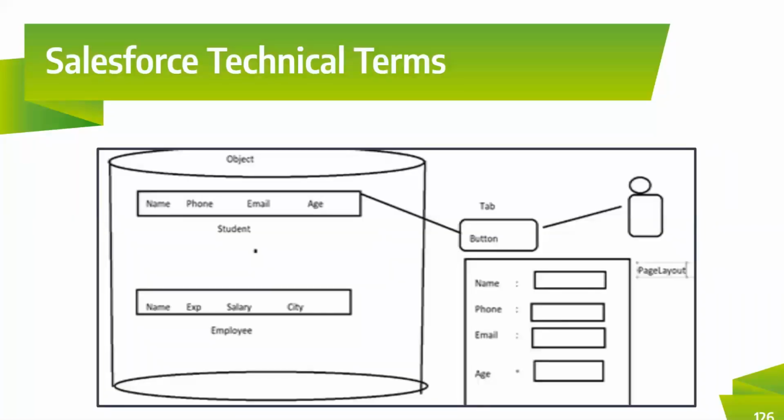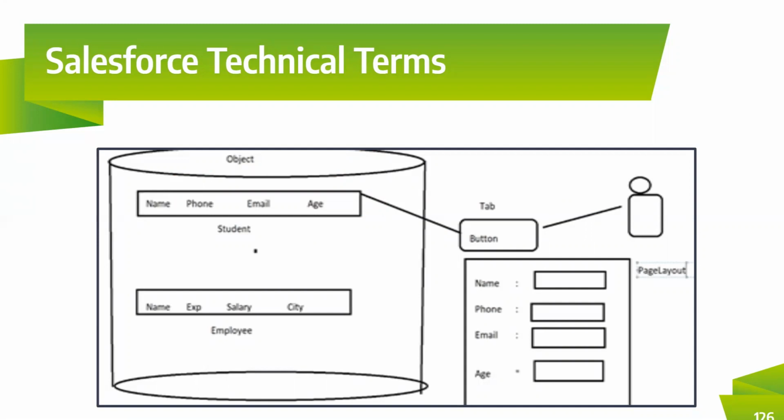Next one is the Salesforce technical terms. In the Salesforce technical terms, what is that? This is what we have as content. Inside the container, we have an object. So in Salesforce, we call it an object. In a traditional database, we call it a table. A table is equal to an object.